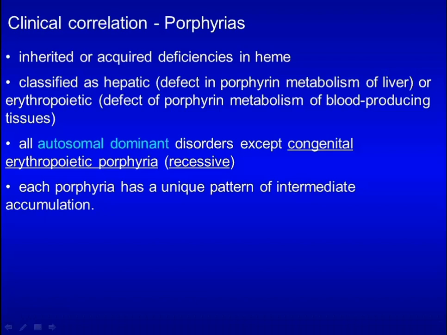Here is a clinical correlation. Porphyrias are inherited or acquired deficiency in heme synthesis. They are classified as hepatic or erythropoietic. All are autosomal dominant except congenital erythropoietic porphyria.